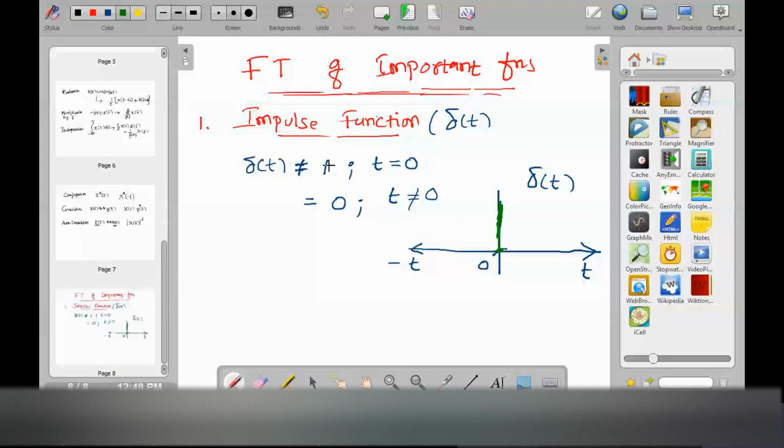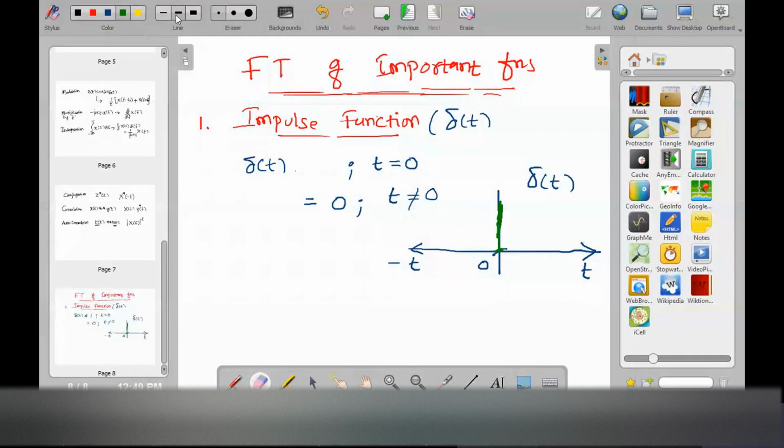I will just make it clear. It's not equal to 0. It means it has an infinite, a very large number here. And it equals 0 when t is not equal to 0. If there is some simple thing to make a derivation, I can make it for a very simple understanding.